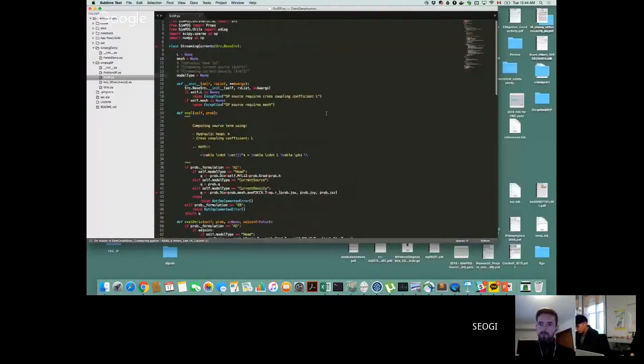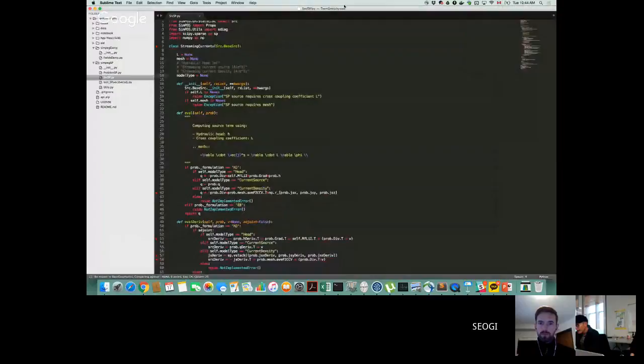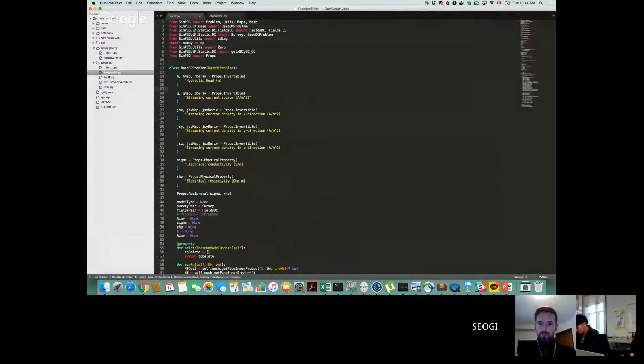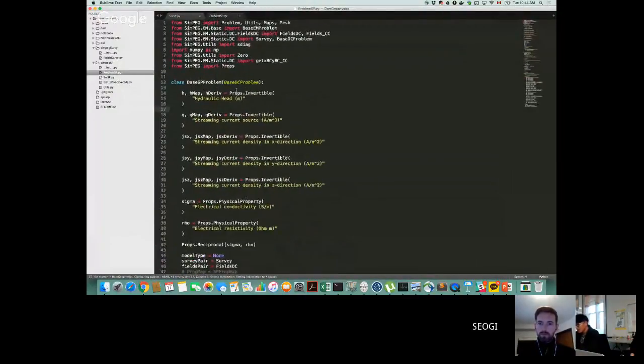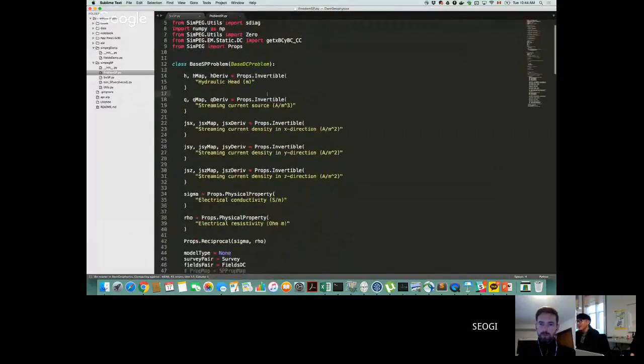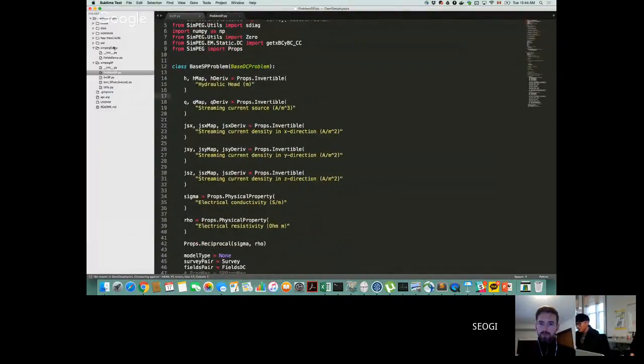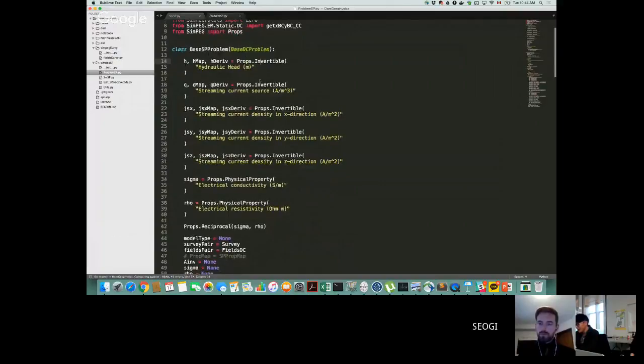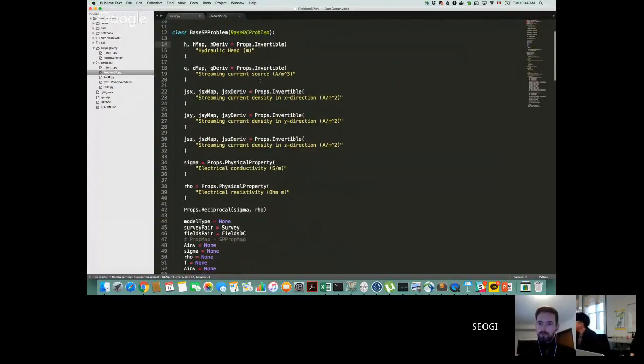Probably a little more interesting is how I implemented it. Where are you working right now? Oh, this is not in the main. It's your personal branch? Yeah, personal branch. I did it in SimPEG SP and SimPEG RC, but I did not test it seriously.